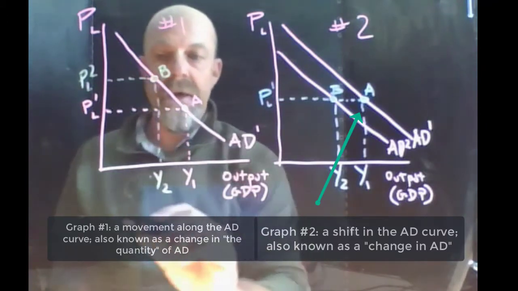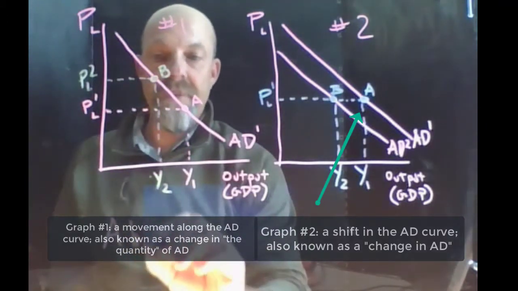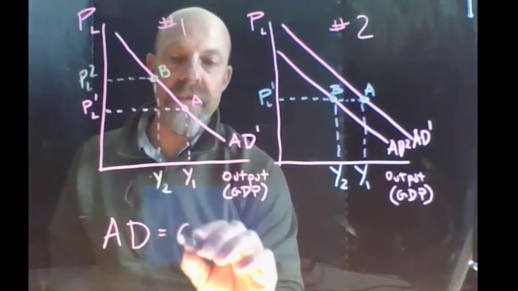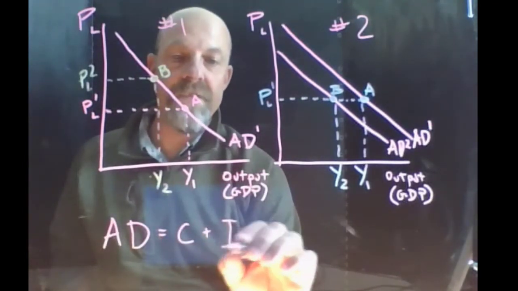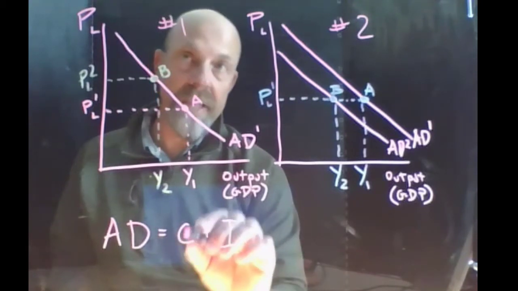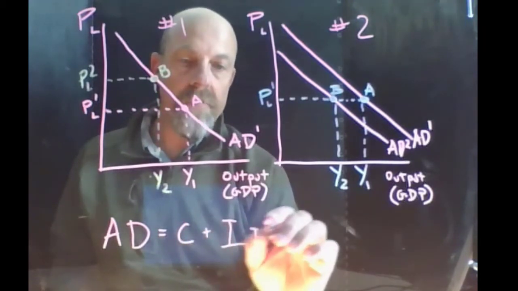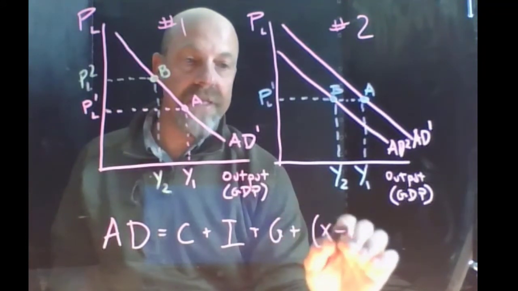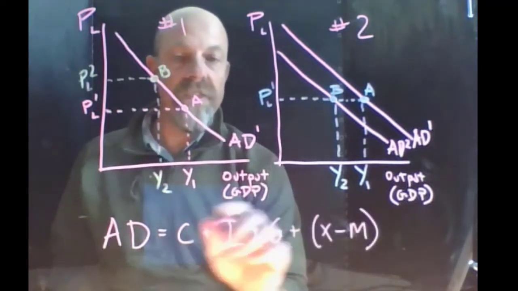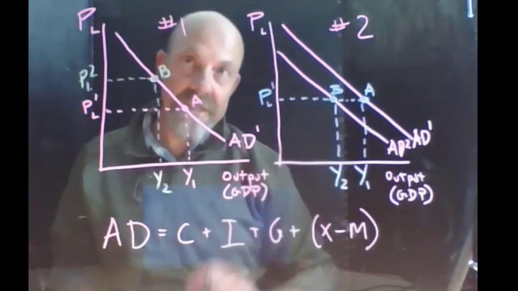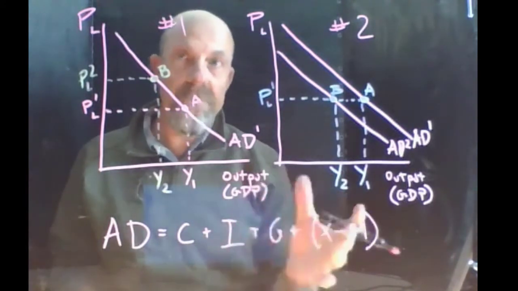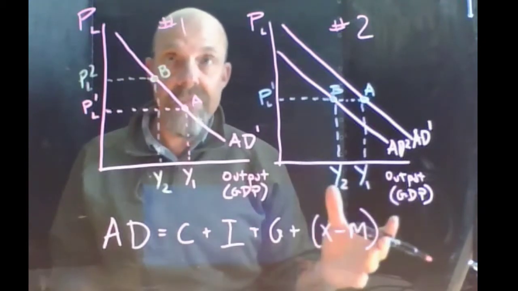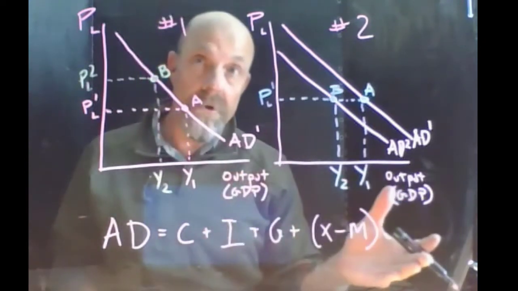Now, keep in mind, aggregate demand measures the amount of spending in the economy, and there are four categories of spending: consumption, which is spending by households, investment, which is spending by businesses, plus government spending, plus net exports, X minus M. So whenever one of these things changes, it impacts the aggregate demand curve. And to represent that on the model, let's take a look at a few different scenarios and see if they match with graph number one or graph number two.